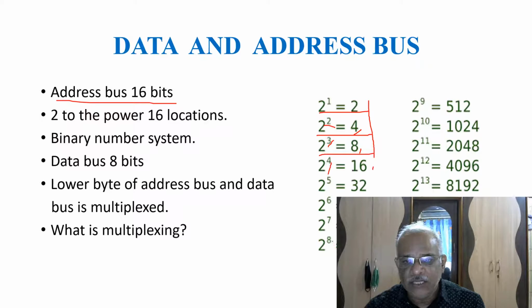If I have a bus of 8 bits, I may be able to locate 256 memory locations, but I have at my disposal, with the help of the address bus, 16 bits, so I can address 65,536 memory locations.